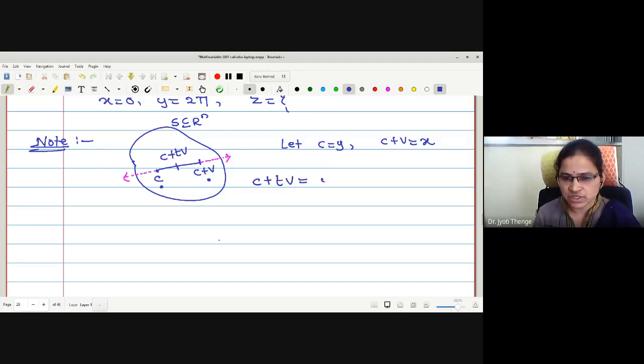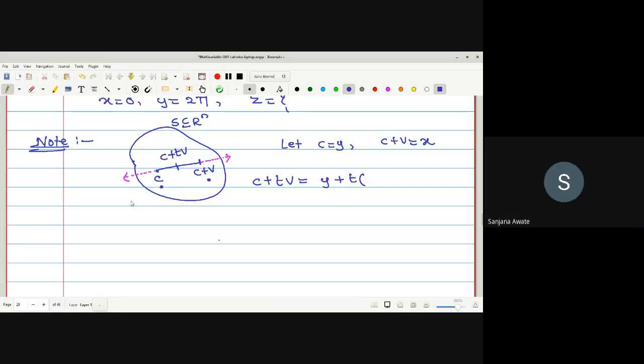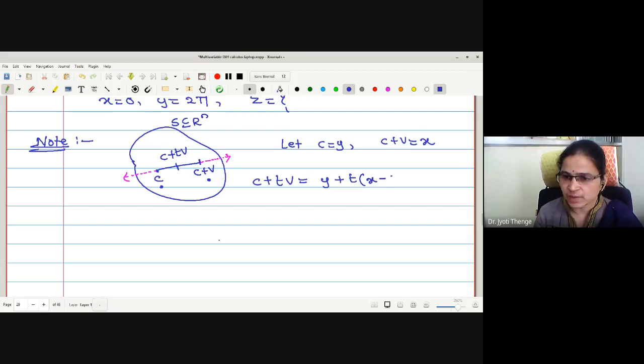C plus tV. What is C? Y. What is V from this? X minus C. Yes, this is X minus C. But C we have already taken to be Y, no? Therefore, now let me collect the coefficients of X and Y. This is tX. What are the coefficients of Y? It is 1 minus t, right? 1 minus t.